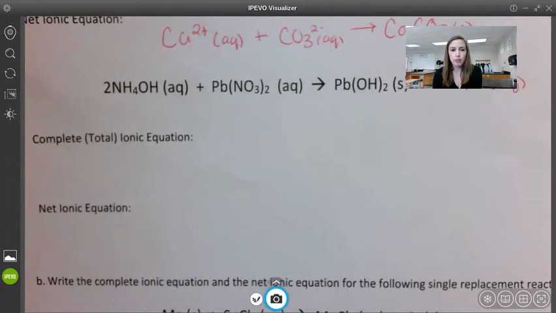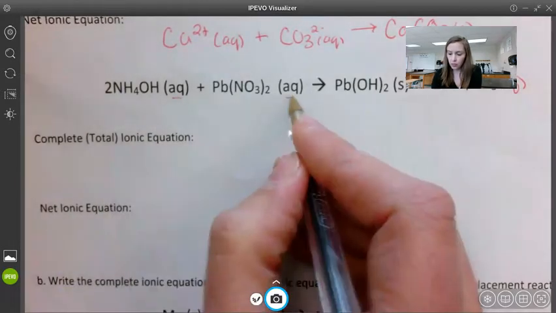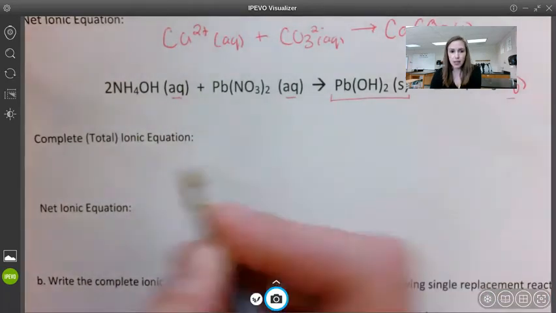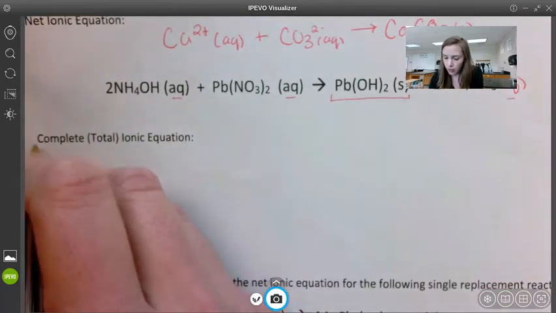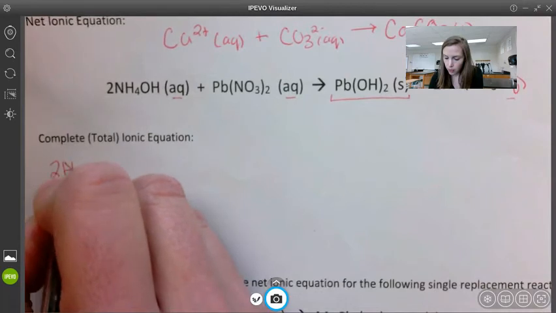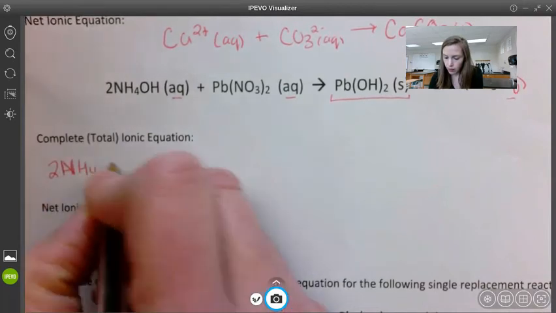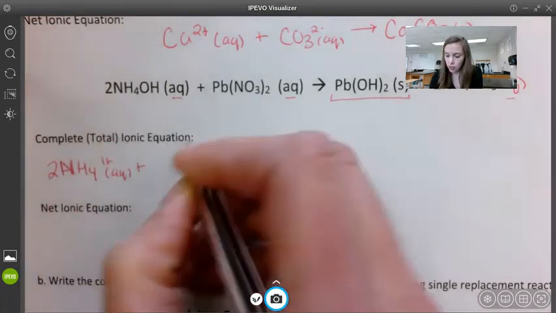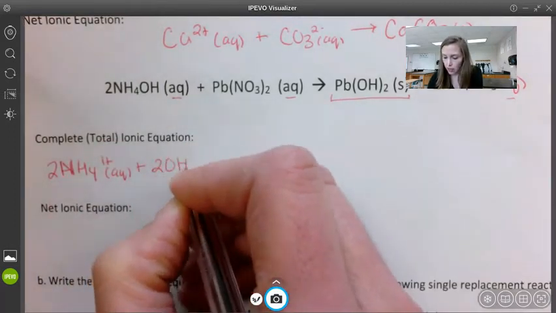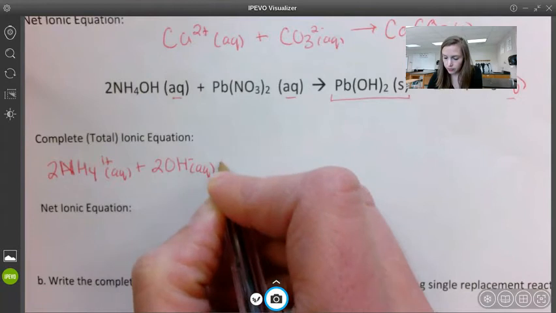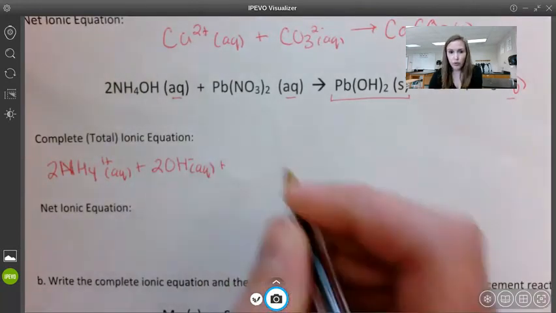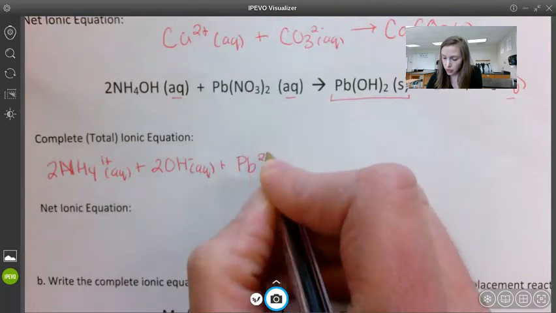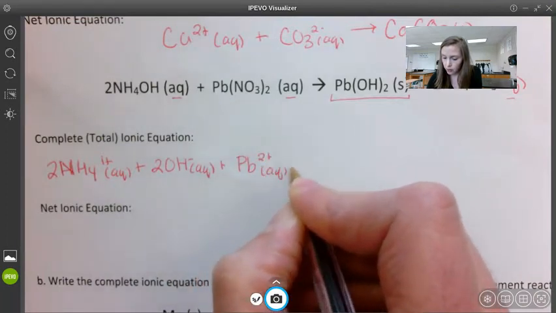So here we're going to write the complete ionic equation. Again, everything that is aqueous, I'm going to break apart into ions, and then that solid I'm going to keep together. So here, in this example, I have 2 ammonium ions, which each have a 1+ charge. And then remember that 2 also applies to hydroxide. I have my 2 hydroxide ions. And then moving over here, I have 1 lead, Pb, that has a 2+ charge based on that formula.